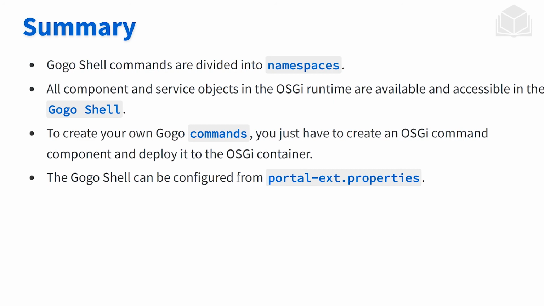All component and service objects in the OSGi runtime are available and accessible in the Gogo shell. This is what makes the Gogo shell so powerful, that we have access to all of those components, all of those services, all of those OSGi bundles. To create your own Gogo shell command, you have to first create an OSGi command component, implement it properly, and then deploy it to the OSGi container. The Gogo shell can be configured from your portal-ext.properties so that you can telnet into whichever port you want. By default, 11311 is typically what is deemed standard.